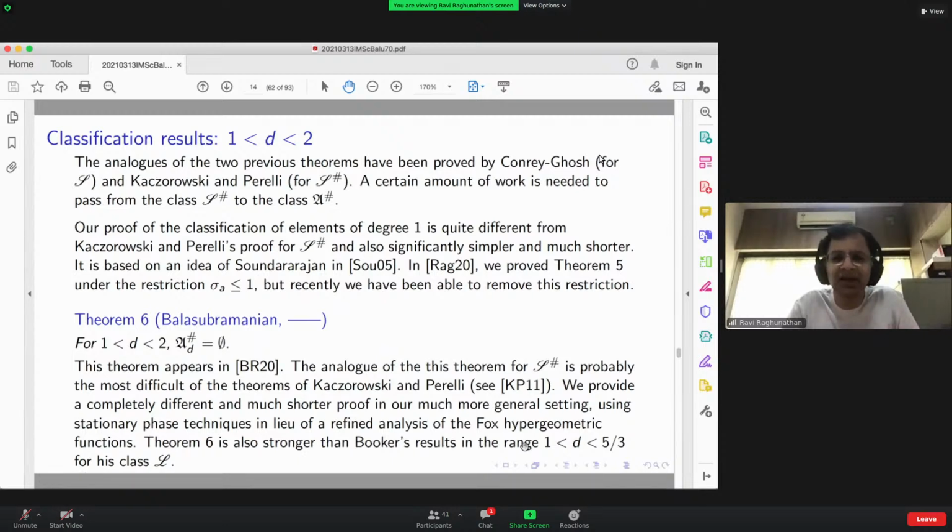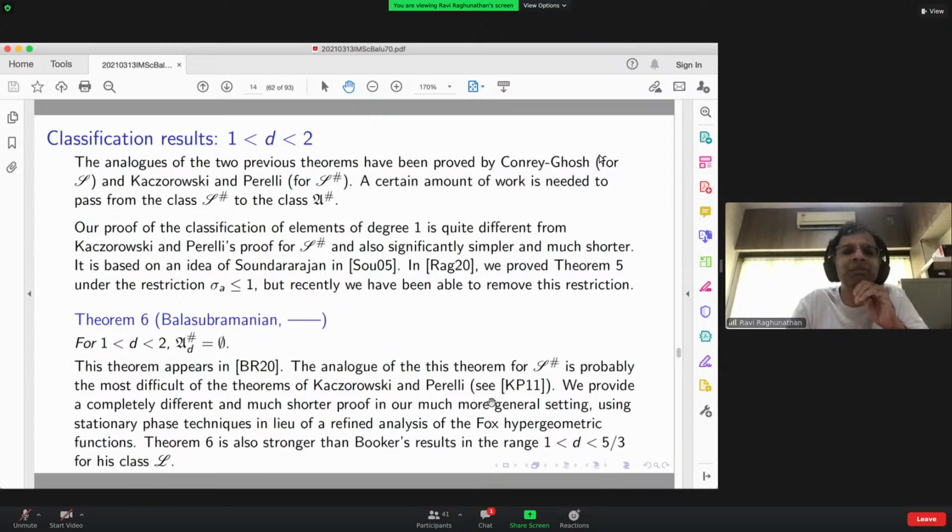For his class L, again, I emphasize that's a smaller class. And in any event, Booker only goes up to 5 by 3. So he says there are no series of degree between 1 and 5 by 3. Okay, I'll come back to this. I'll just state a couple of new results.